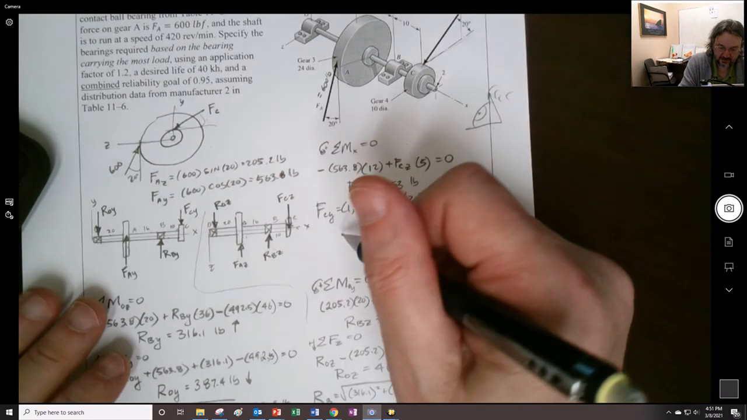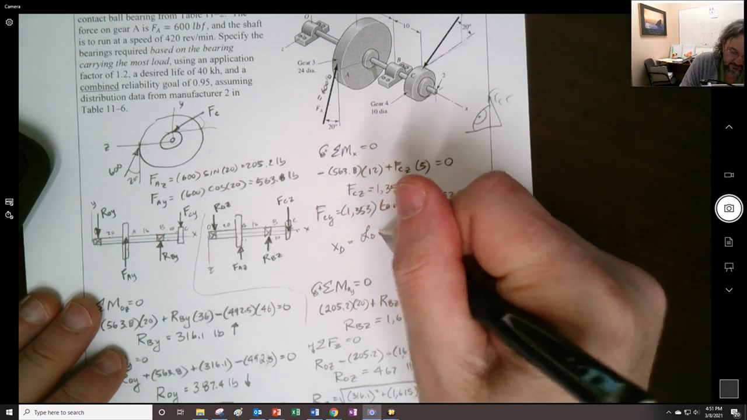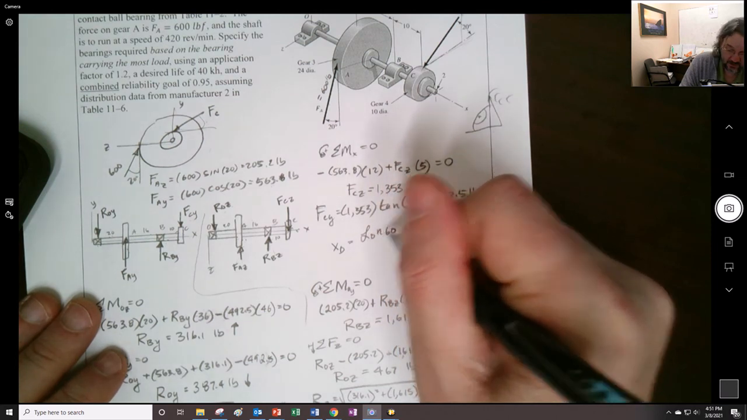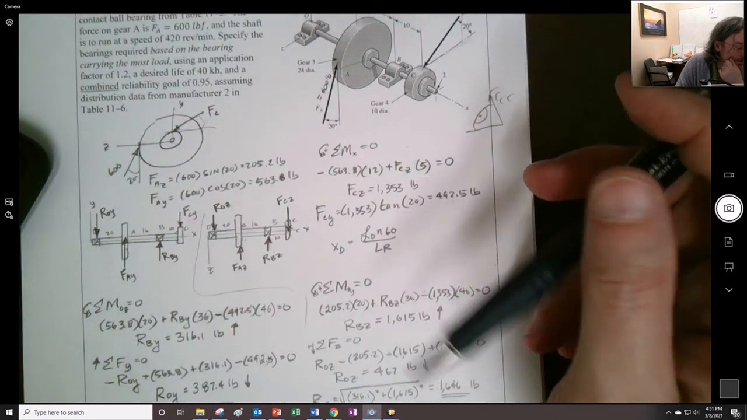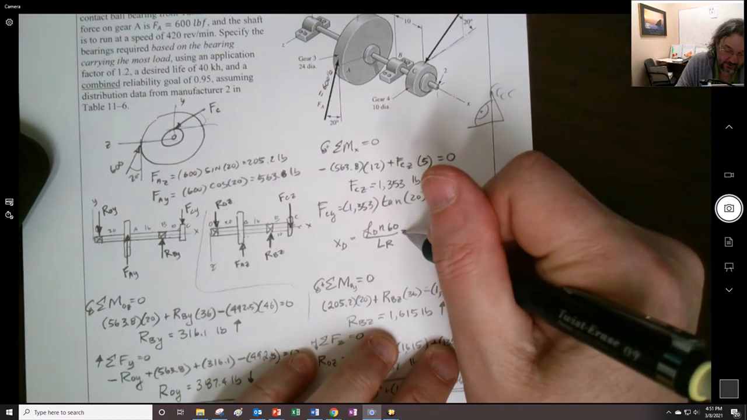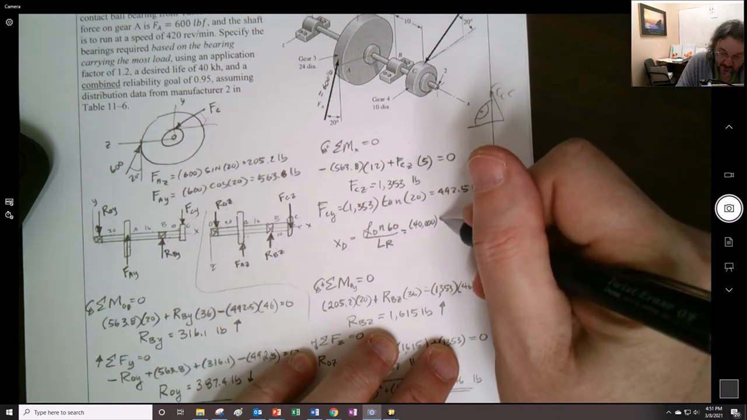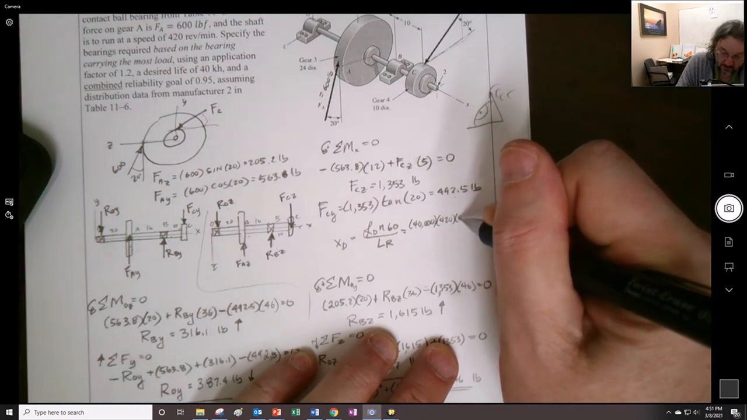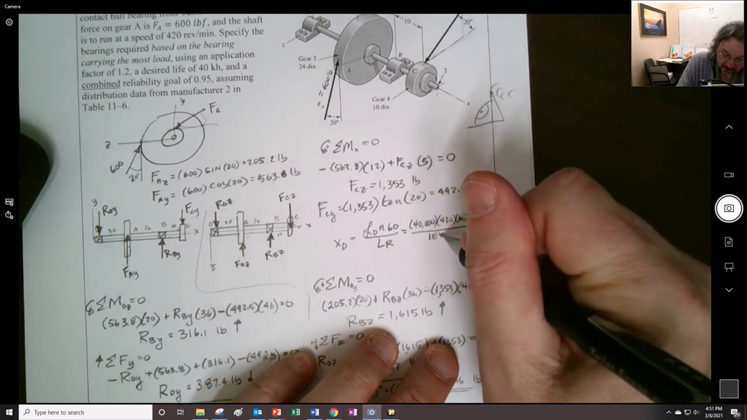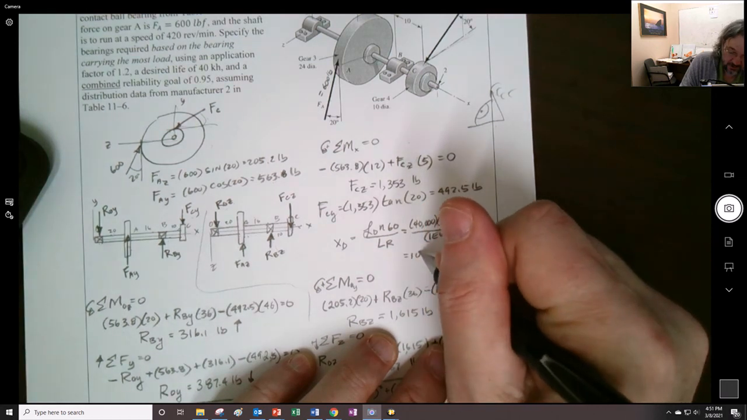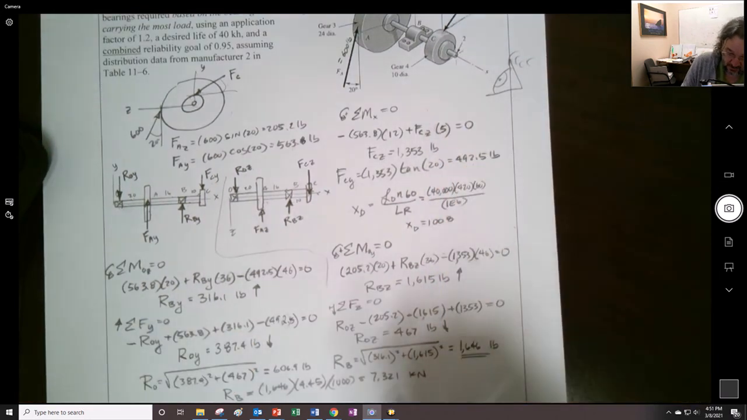Now, let me get my XD out of the way over here. So my XD is going to be my life times the RPM times 60 divided by LR, I think I wrote it wrong, it should be LR, the rated life right here. So that ends up being 40,000 times 420 times 60 divided by 1E6, and we're left with 1,008. So we have an XD of 1,008.